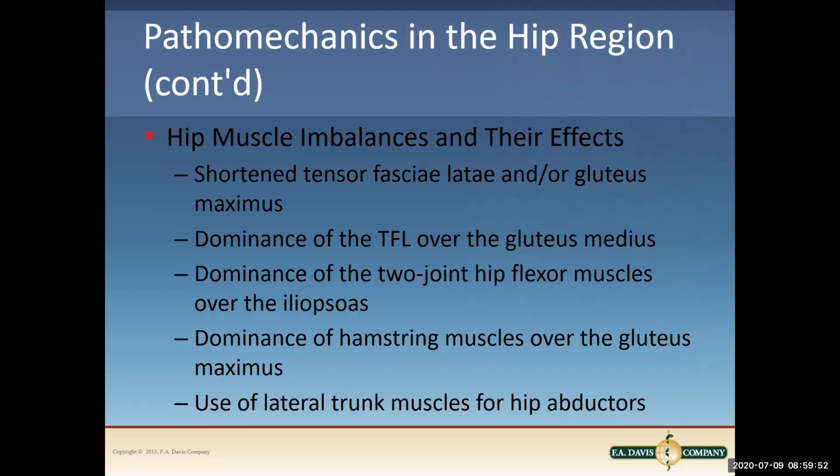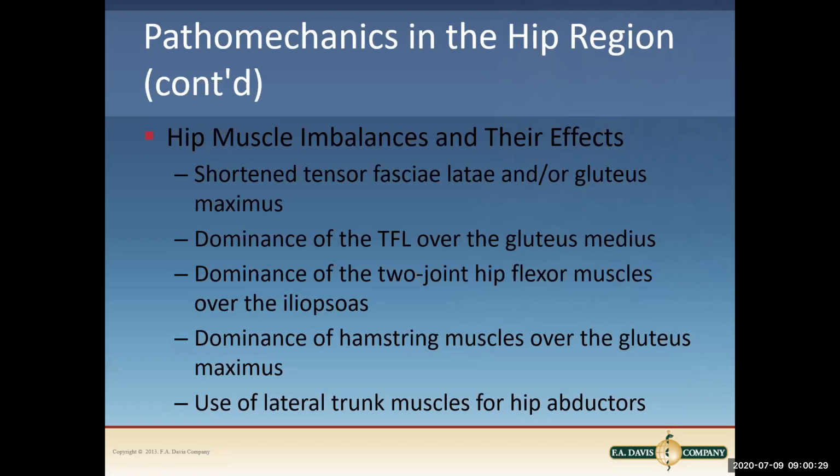Tensor fascia latae or gluteus maximus and gluteus medius problems, right? There's problems where that TFL gets shortened, and that can cause problems. That's going to cause the hip to slightly shift. You can have dominance of the TFL over the glute med. This is a really weird case. I've only seen like 1 or 2 cases of it, where that baby TFL takes over for the glute med, and you get almost a weird kind of rotational motion when you go out into abduction. And so we've got to get that glute med kind of firing. That can also happen if they have paralysis of the glute med.